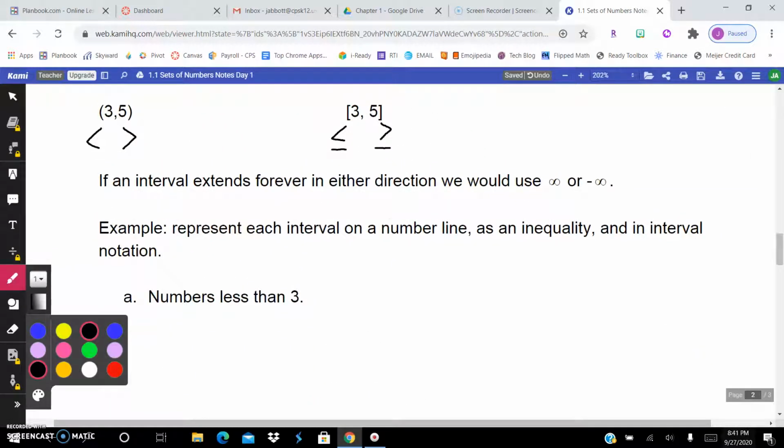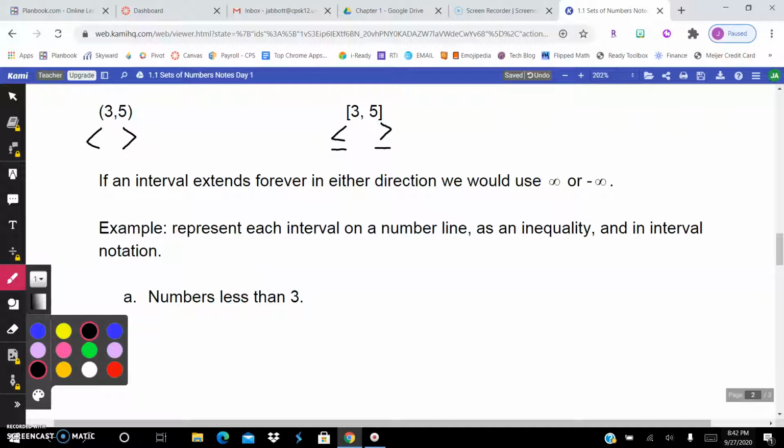If an interval extends forever in either direction, we would use the infinity sign. If it's going towards the positive side, we would use just a positive infinity. If it was going on forever towards the negative numbers, then we're going to put negative infinity because we have no idea when it stops.